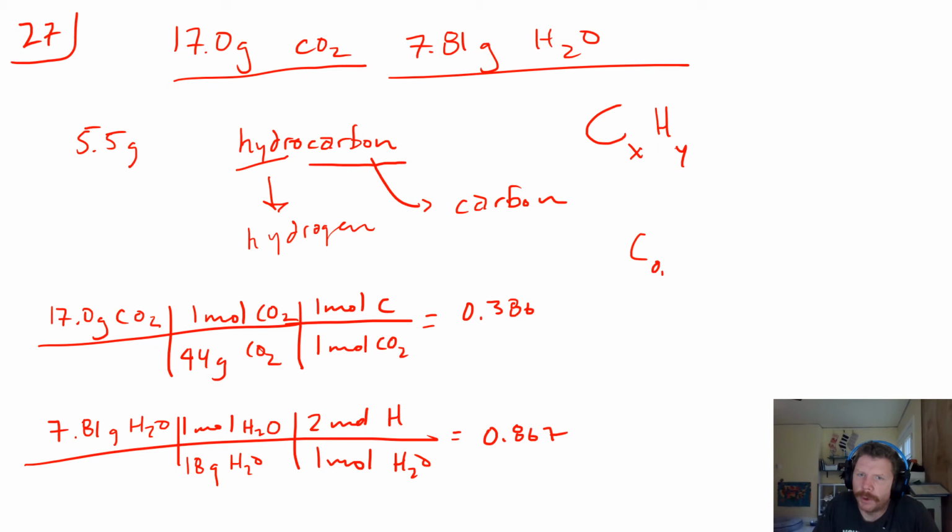So basically I've got C sub 0.386, H sub 0.867. I divide each of these by 0.386 because that's the lower number of the two. That's going to give me C1, H sub 0.867 divided by 0.386, which is 2.2. What am I going to do with that?